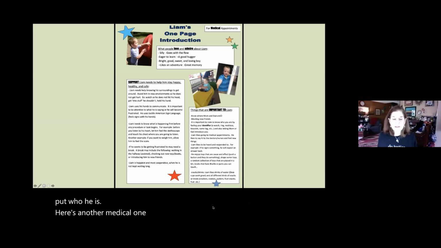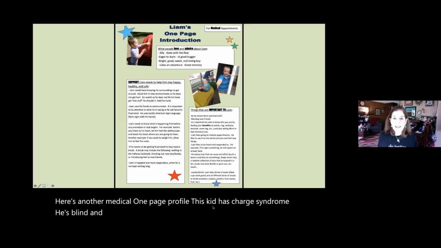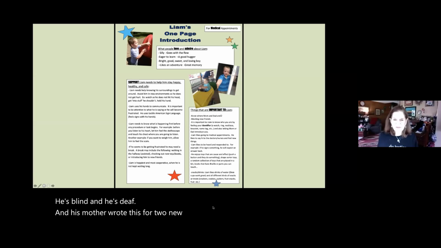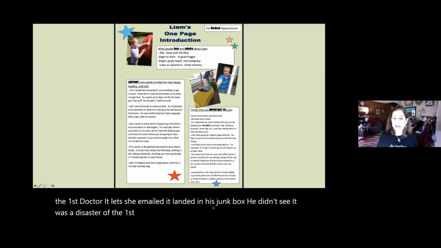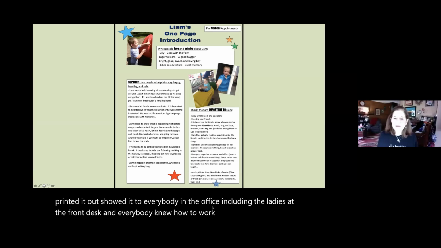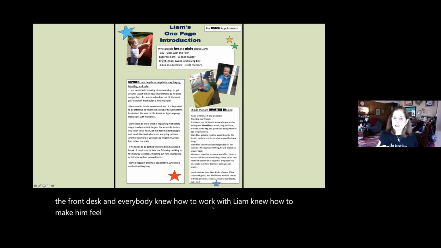This kid has Charge syndrome. He's blind and he's deaf. And his mother wrote this for two new doctors that we're going to go see. The first doctor, she emailed it. It landed in his junk box. He didn't see it. It was a disaster, the first appointment. But the second doctor got it. She printed it out, showed it to everybody in the office, including the ladies at the front desk. And everybody knew how to work with Liam, knew how to make him feel comfortable, including that he's blind.